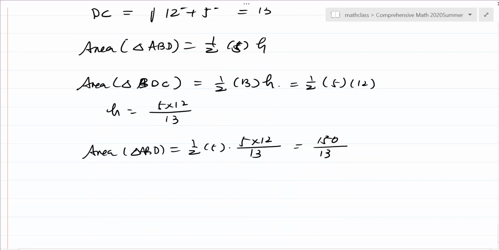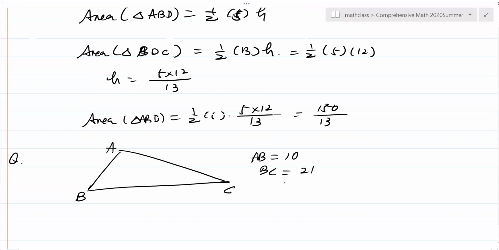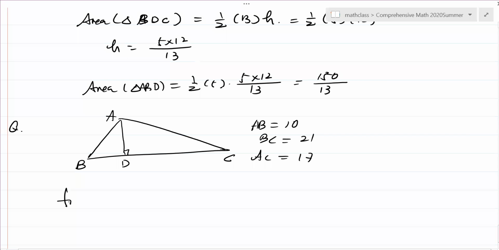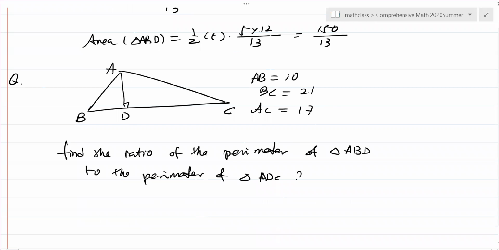Similarly, you can do the following problem. Suppose a triangle ABC, and I know AB equals 10, BC equals 21, AC equals 17, and I draw the altitude AD. I want to find out the ratio of the area of triangle ABD to the area of triangle ADC. So, got it?